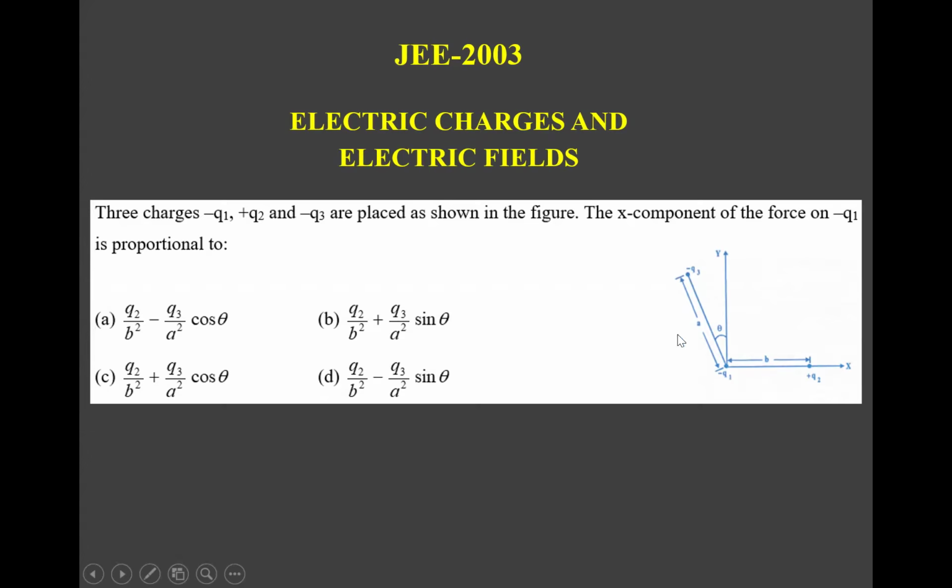How the charges are arranged, that is given to you in this figure. Options are A. Q2 upon B square minus Q3 upon A square cos theta. B. Q2 upon B square plus Q3 upon A square sin theta. C. Q2 upon B square plus Q3 upon A square cos theta. D. Q2 upon B square minus Q3 upon A square sin theta.